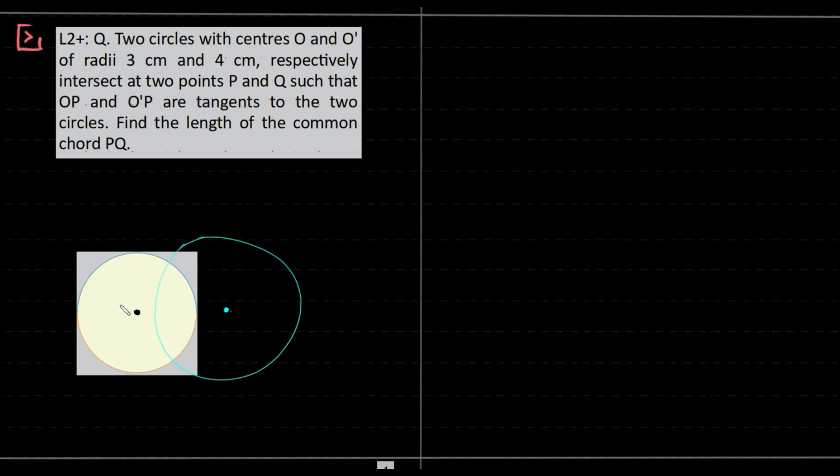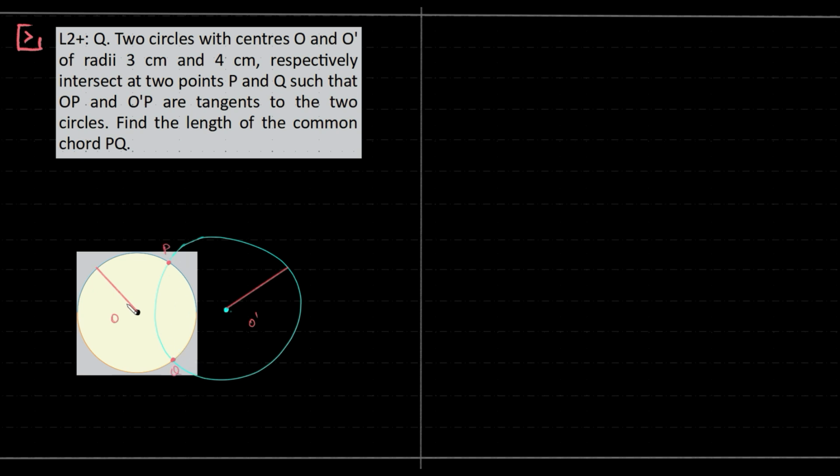First thing first, we have the centers O and O dash. Then the radius of this is 3 and 4, so we have this to be 3 and this to be 4. The circles intersect at these two points, where the circumferences meet. So they are meeting at P and Q. That's P and this is Q.